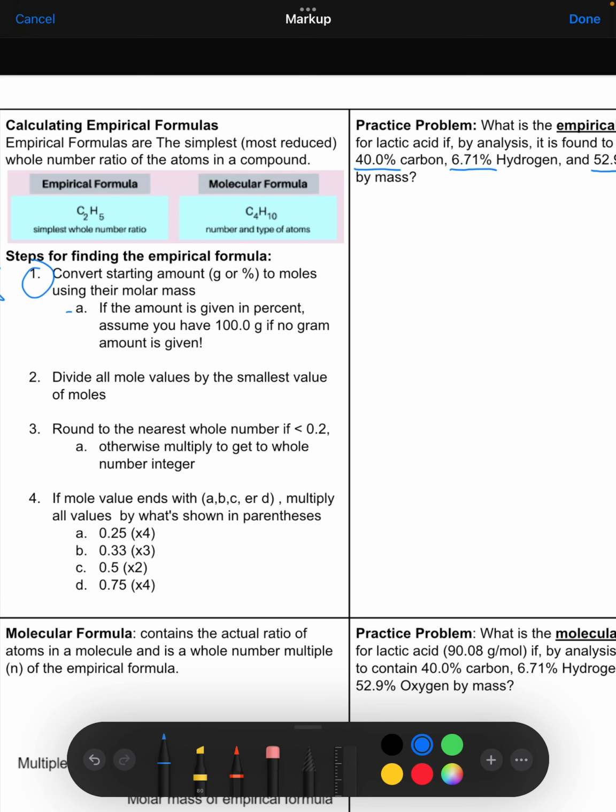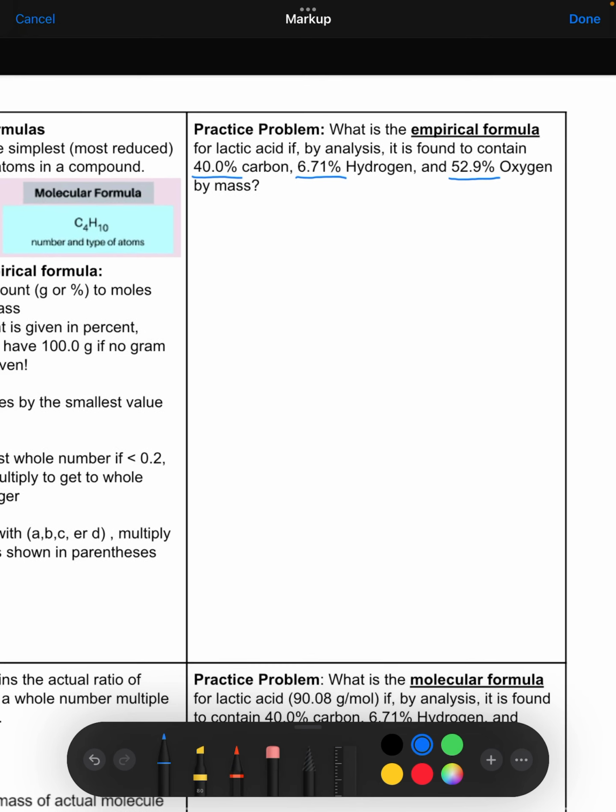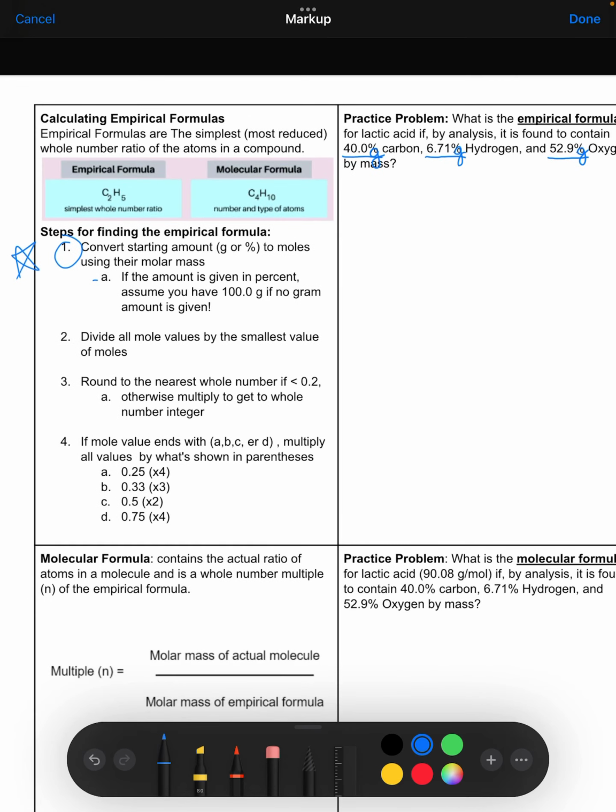Because if I have 100 grams of a substance and 40% of it is carbon, then I have 40 grams of carbon. And if I have 100 grams of a substance and 6.71% is hydrogen, then I have 6.71 grams of hydrogen. So I didn't need to do any extra math by making that assumption. I'm just going to put grams here, just so that we know we are assuming 100 grams of the substance so that these percents cleanly change into a gram amount. Then we're going to follow step 1. We are going to convert that amount to moles using the molar mass of those substances.